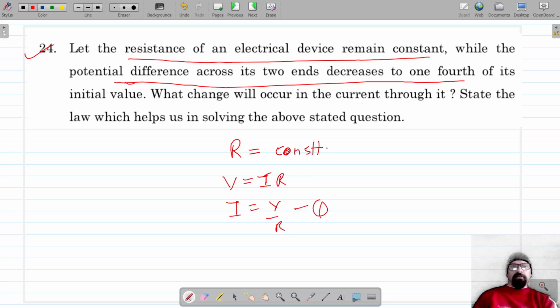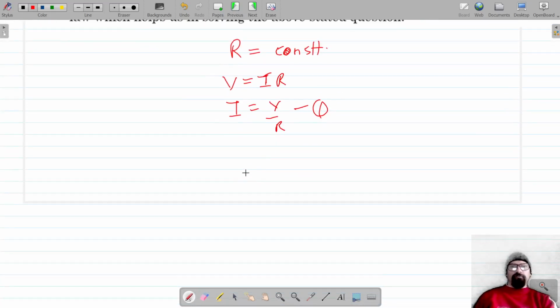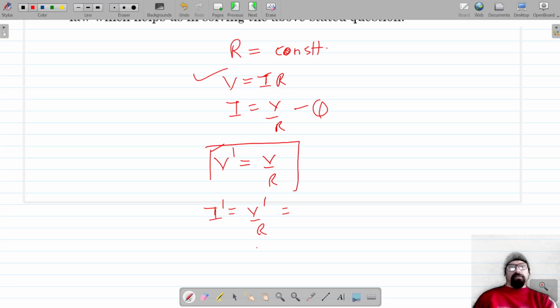Now it's given that the potential difference decreases to 1/4. So the new potential difference V dash is 1/4 of the original potential difference V. What will be the value of the new current? The new current I dash is V dash by R, and R is constant. We are using Ohm's law.